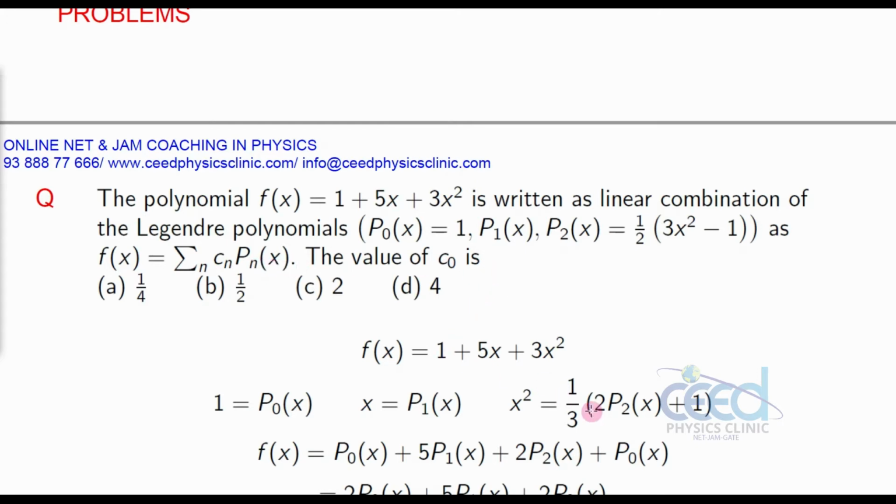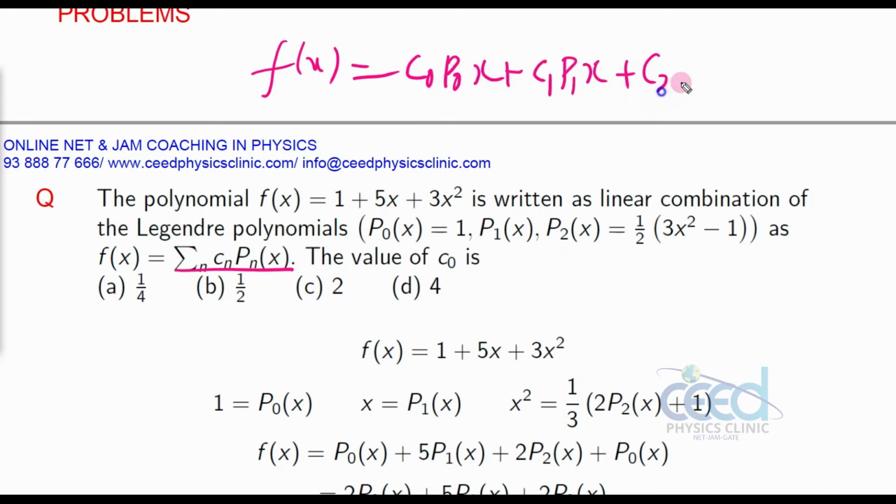That means this f of x I can write as, see, this is a simple problem. f of x is equal to the summation, that is c0 P0 of x plus c1 P1 of x plus c2 P2 of x and so on. I can write using this summation series like this. And f of x is also given, it has 3 terms, that is 1 plus 5x plus 3x square.